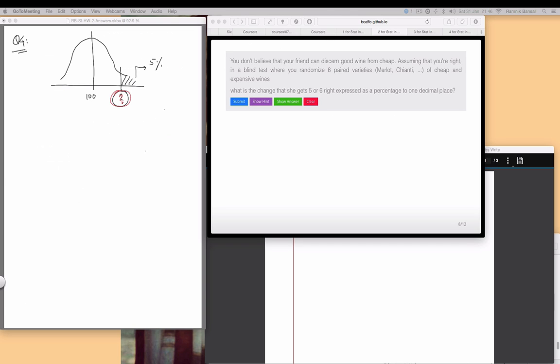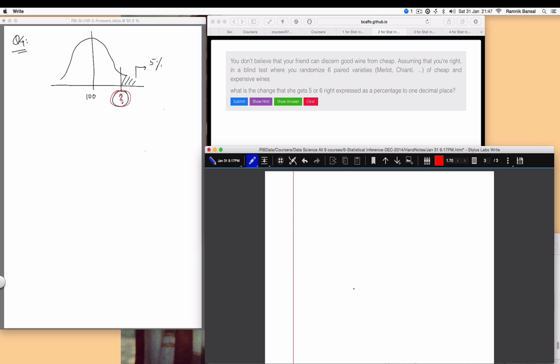What is the chance that she gets five or six right? No, it's a chance. What is the chance? 50%, meaning 0.5, either 5 will be right or 6 will be right. No, no. First, understand the question. What is the question talking about? Let's say, what's the question saying?